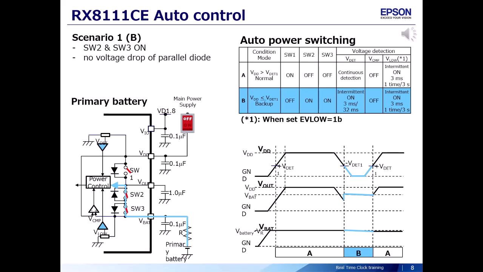Scenario 1, Case B. Main power supply is off, and in case VDD less than VDET1. We call backup mode. In this case, switch 1 is off, switch 2 and 3 are on. Compare with diode OR connection. Epson RTC module advantage is: no voltage drop of parallel diode, due to switch 2 and 3 are on.